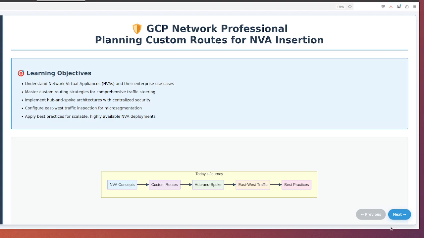GCP's native firewall rules, while powerful, operate at layer 3 and 4. They can't do application layer inspection or content filtering. We'll cover everything from the fundamental concepts to advanced implementation patterns, including east-west traffic inspection, which is crucial for zero-trust architectures. The patterns we discuss today are used by major enterprises to secure their cloud infrastructure. By the end of this session, you'll understand how to architect scalable, highly available NVA deployments that can handle production workloads while maintaining security and compliance requirements.